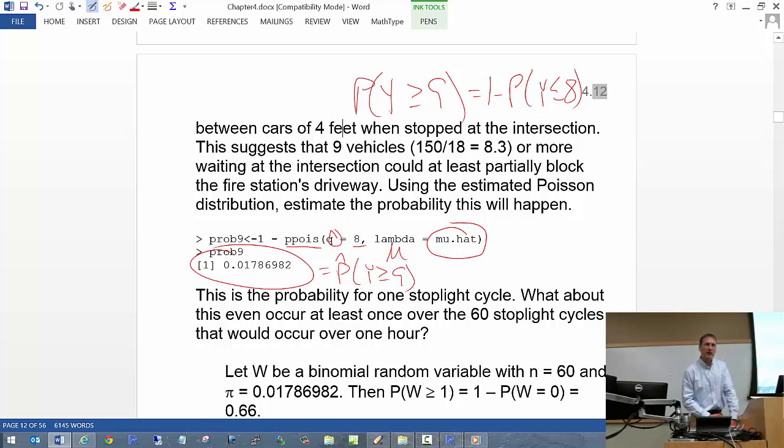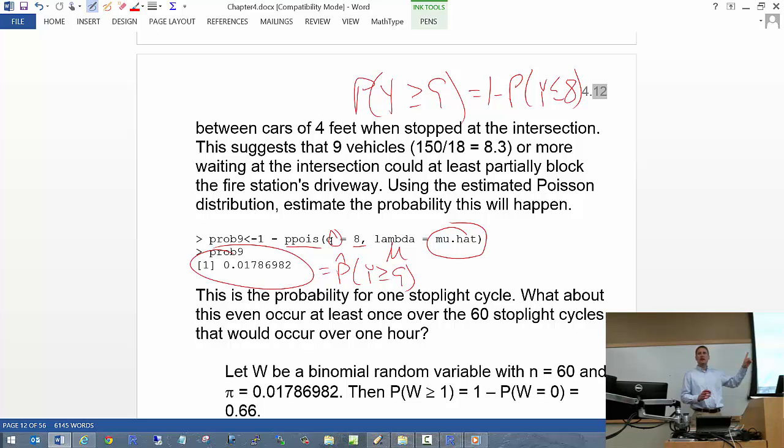So this is equal to the estimated probability that y is greater than or equal to 9. So that's why I put a little hat on top of the probability. It's not necessarily a standard notation, but I think you get the point. So we can see that the probability that the driveway will be blocked is quite small. Not 0, but quite small. But I think we also have to think of it from the point of view of this is from one stoplight cycle.